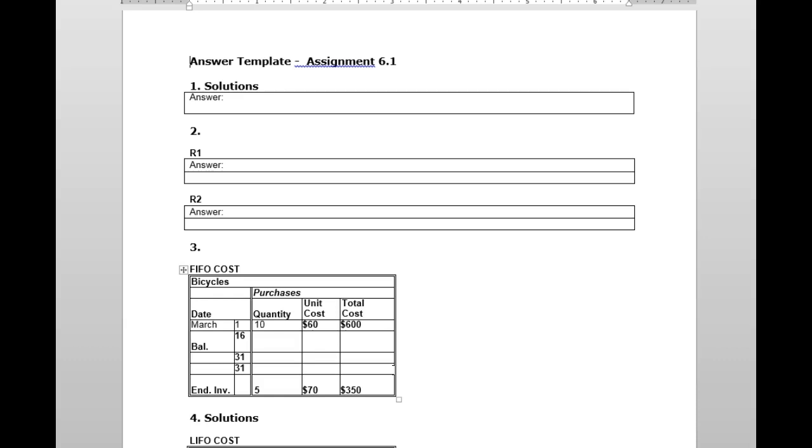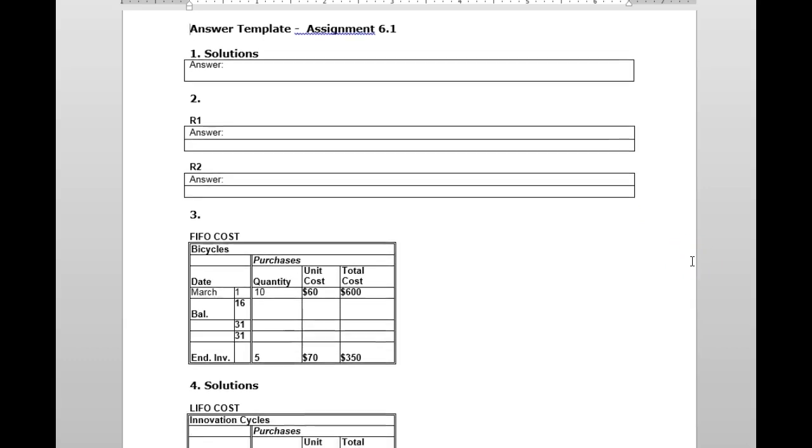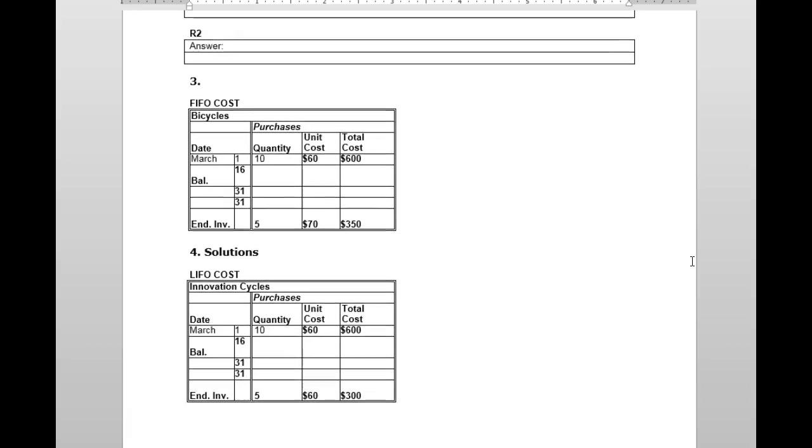So let's kind of move on. You'll find the answers here. Take your time at it. Think about them. Think of the ramifications of which method you use. And let's actually do some real-life figuring.